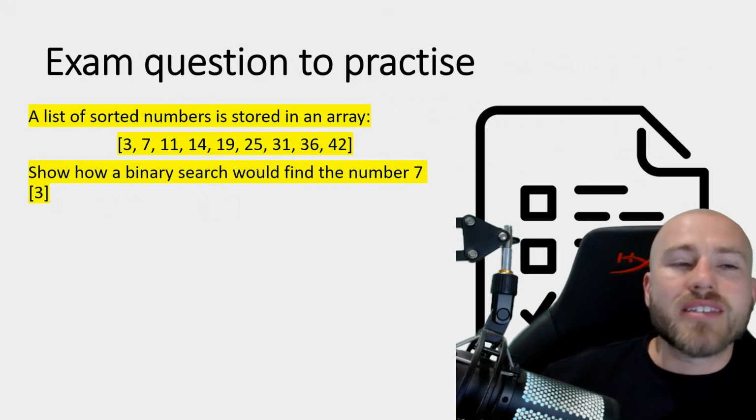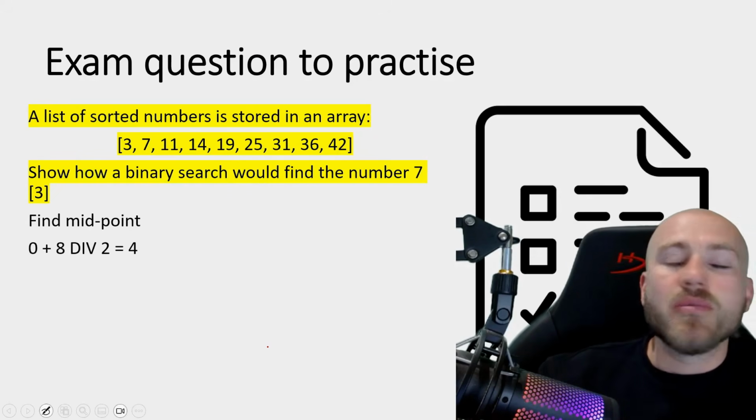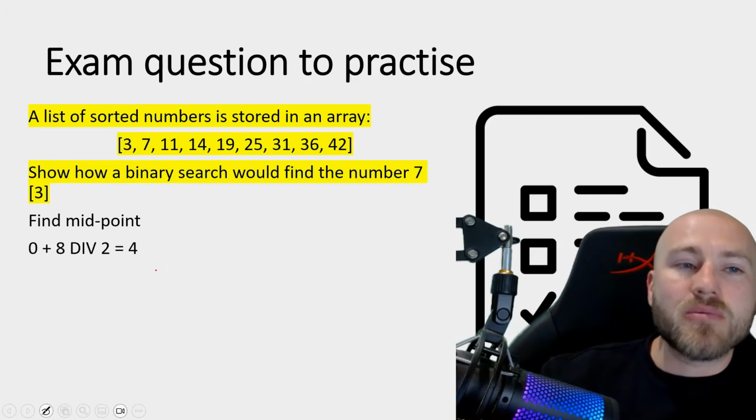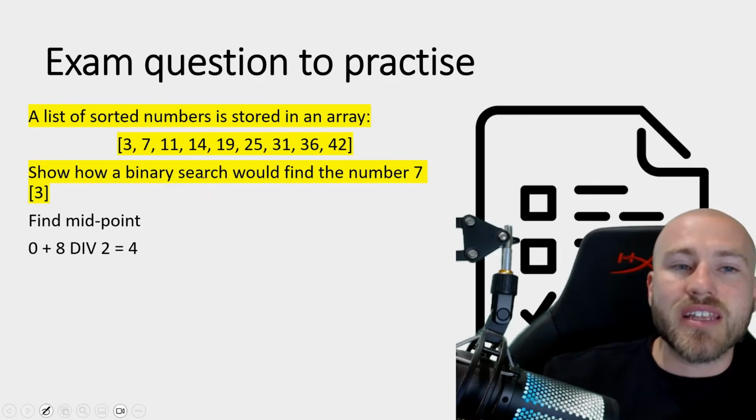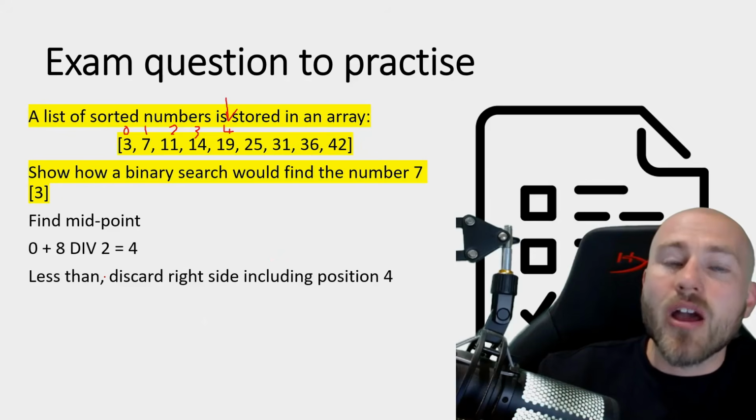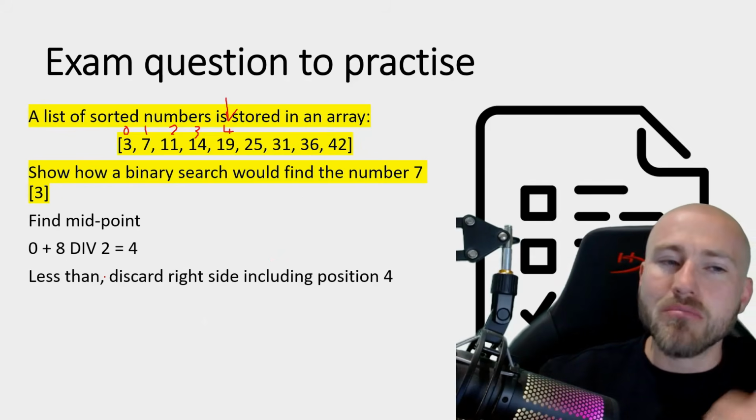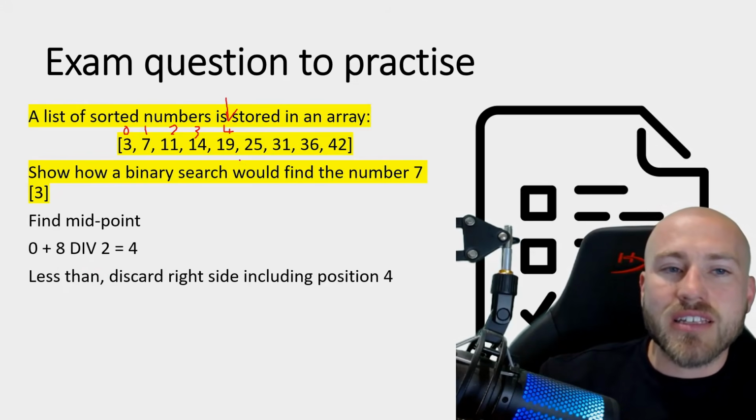Okay, let's go through the answers then. So like before, we need to start by finding our midpoints. We can do this by doing 0, add 8, which is our very left position, added to our very right position. Div 2 is going to give us 4. So 0, 1, 2, 3, and 4. So this is our current midpoint here. Now we know because the data's been sorted that it must be less than that because we are looking for the number 7. So we are going to discard the entire right side, including position 4.